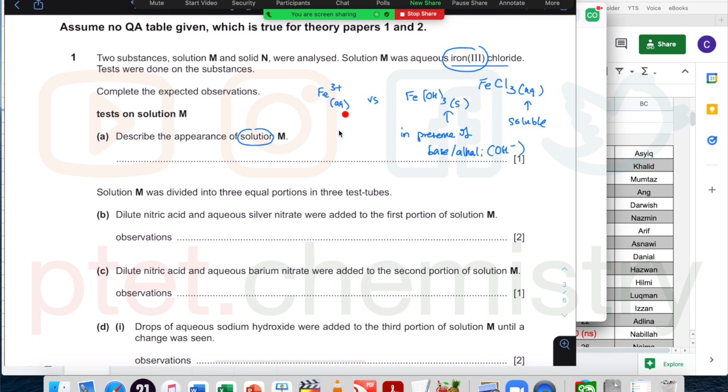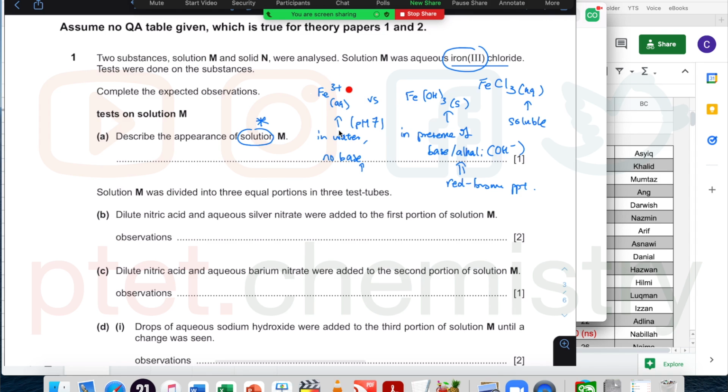This is a solution. This is just in water. There is no base in water. Water is pH 7. You just dissolve this in water. So what you have here is a solution. Even though this iron 3 hydroxide is a red-brown precipitate, that is not the color of the solution.